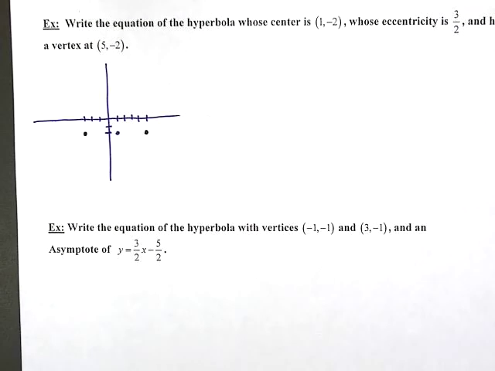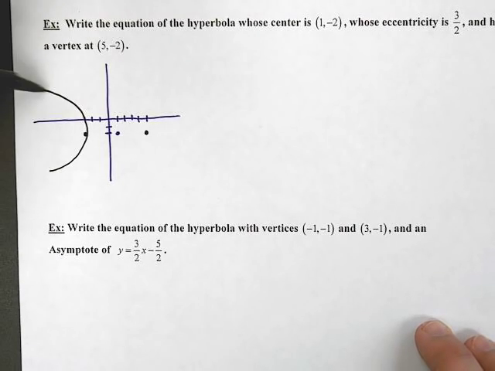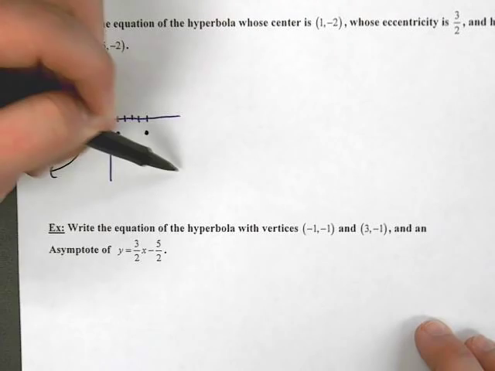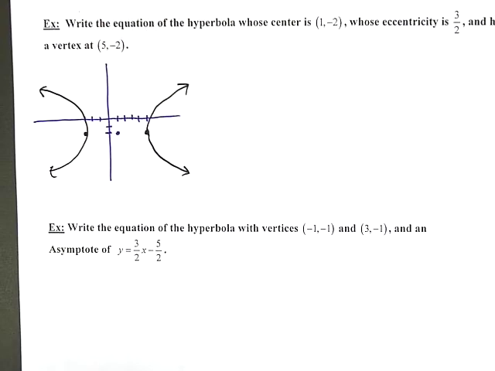And what have we been talking about? We know that the vertices lie on the transverse axis. So that means that we know this guy is going to open up left and right. Alright, something like that. Not perfect, but it'll get the job done.